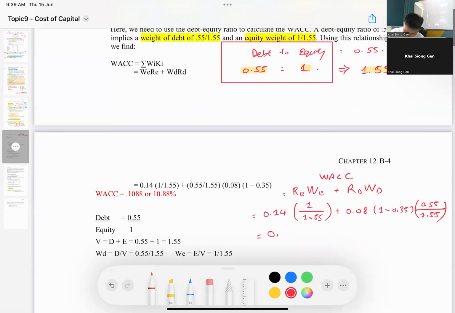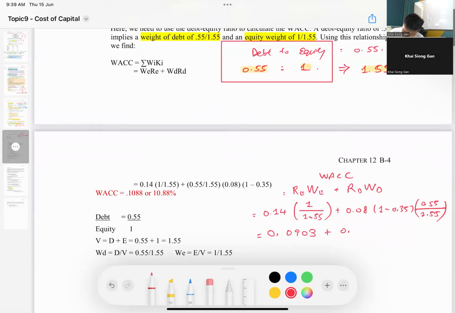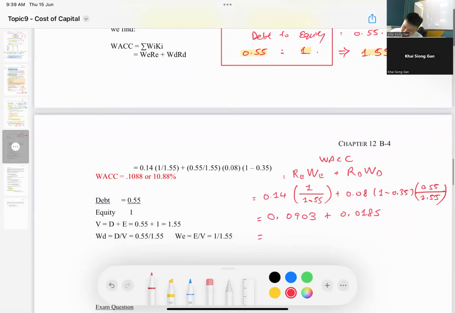If you find very hard to key it all at one shot, you can do it step by step. Plus, make sure you don't do any mistake because it's quite easy to score. So it will be 10.88%.